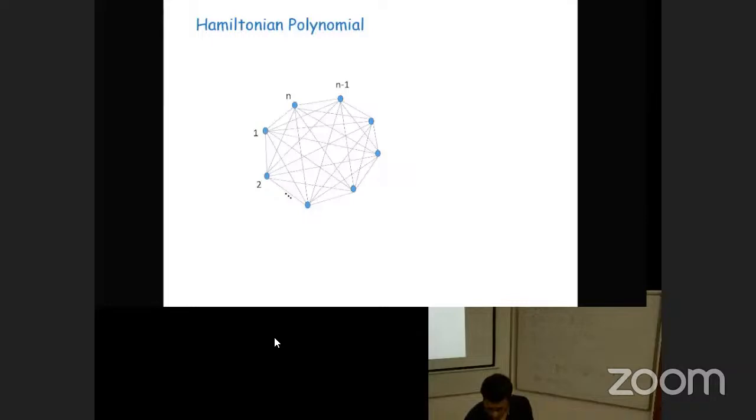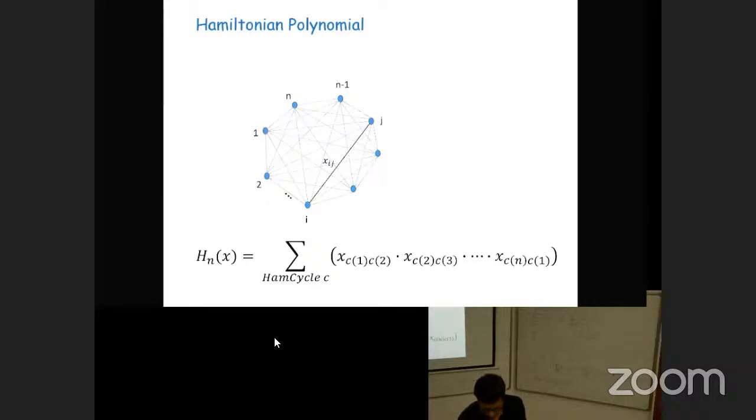It turns out that you can restate this problem essentially in terms of a polynomial. We call it the Hamiltonian polynomial. Here's what you do. You consider, let's say, the complete graph on n vertices, and every edge between a vertex i and a vertex j is labeled by a formal variable xij. And I go over all possible Hamiltonian cycles in this complete graph and take the product of the variables on the edges of this cycle.